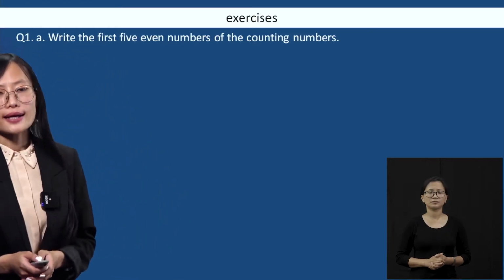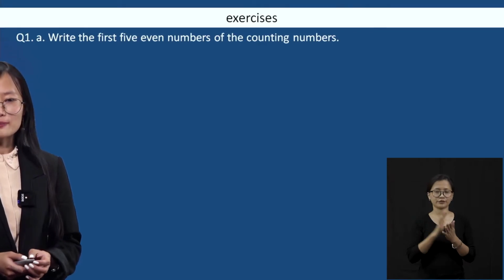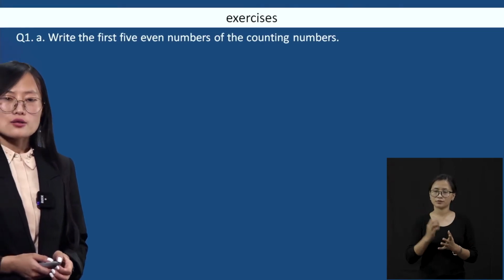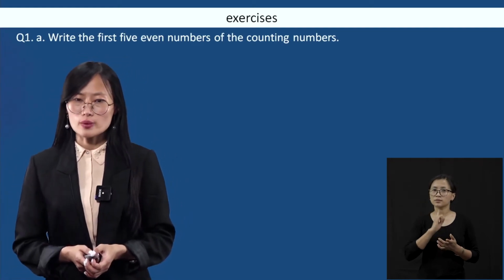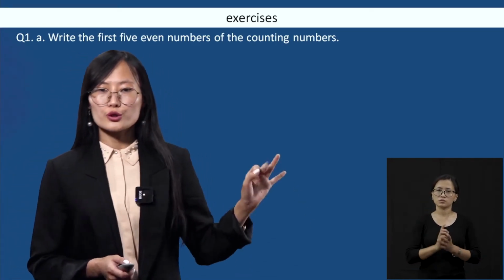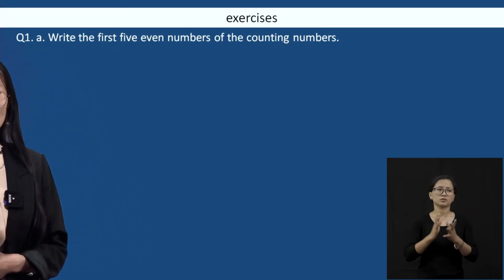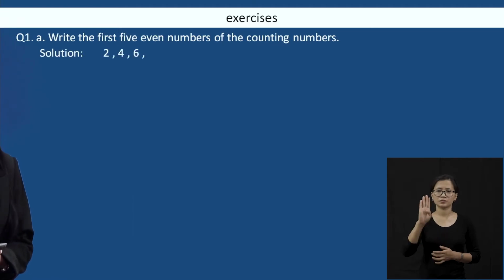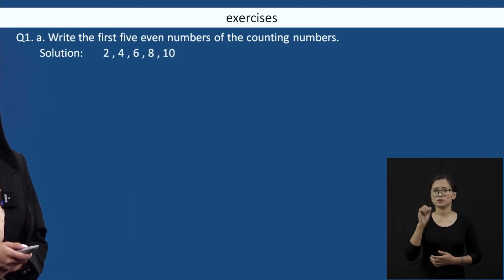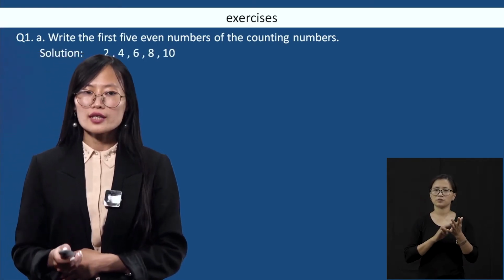Now let's do some exercises. Write the first 5 even numbers of the counting numbers. When I say counting numbers, it starts with 1: 1, 2, 3, 4, 5, and so on. So you start with counting numbers. So 2, 4, 6, 8, and 10 are your first 5 even numbers of the counting numbers.